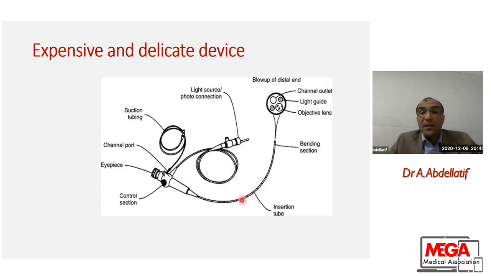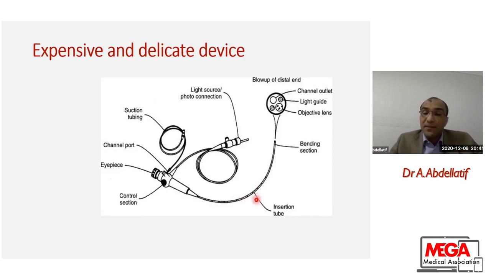Of course, the fiber optic bundles from frequent use or hard use or kinking might get broken. And then you cannot see, or you see black dots on the image from the eyepiece.